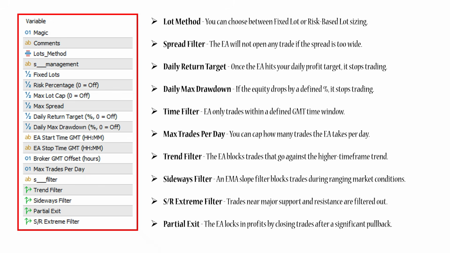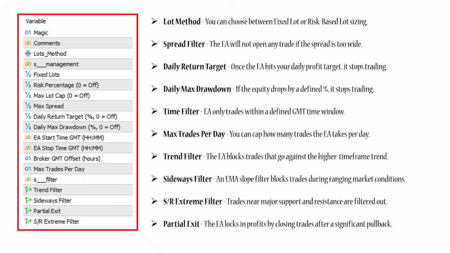Time filter. The EA only trades within a defined Greenwich Mean Time window. By default, the London and early New York sessions, where gold liquidity and trend quality are highest. Fully adjustable. Max trades per day. You can cap how many trades the EA takes per day, keeping exposure controlled and disciplined.